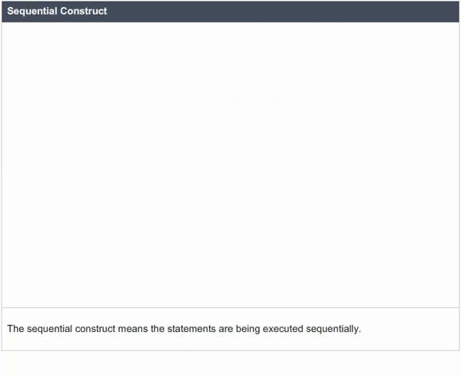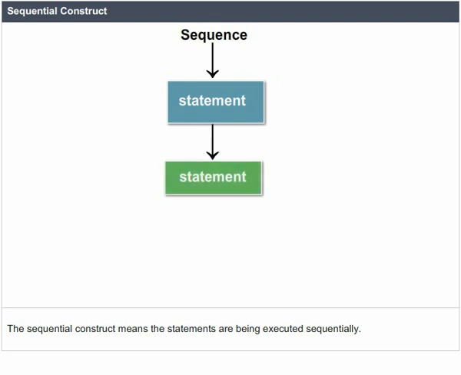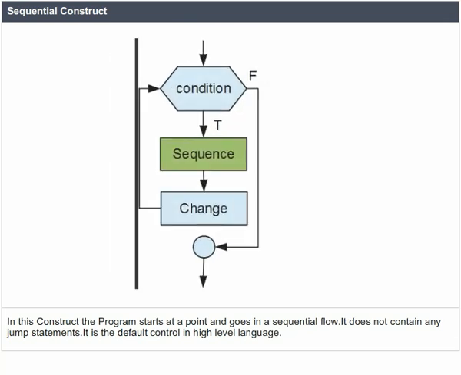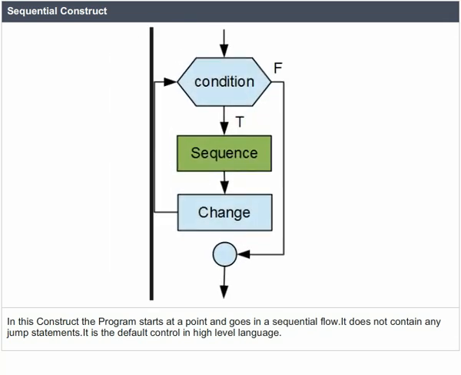Sequential construct. The sequential construct means the statements are being executed sequentially. This represents the default flow of statements. In this construct, the program starts at a point and goes in a sequential flow. It does not contain any jump statements. It's the default control in high-level language.